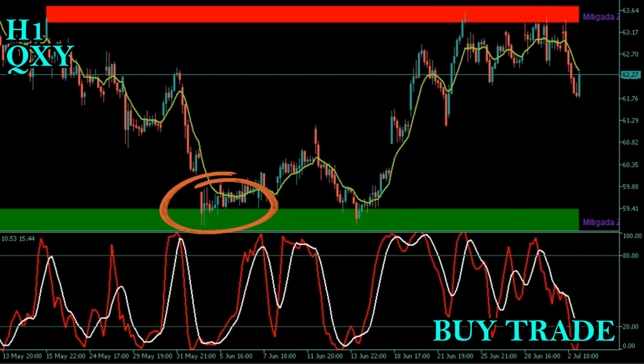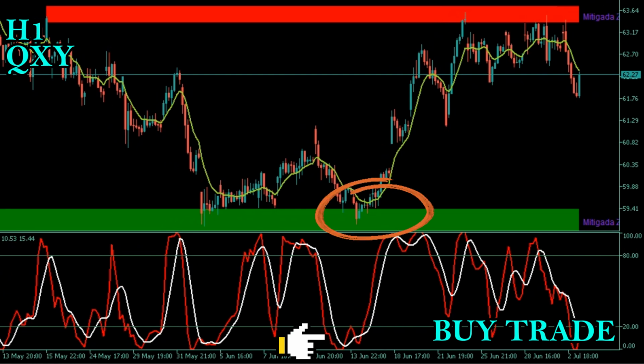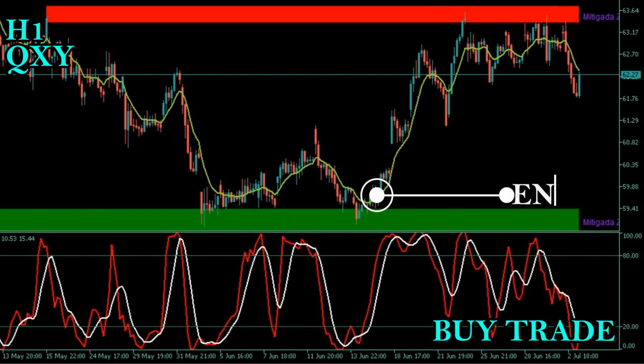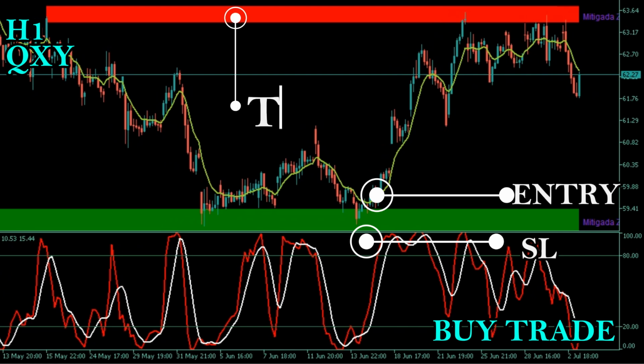Then we wait for a second retest of that level. As you can see right here, price retested this level the second time. But it should be noted, during the second retest, the oscillator should be in an oversold area, which is below the 20 level. As you can see, it happened right here. Then we wait for a candlestick buy signal for confirmation, which happened right here. So this means all our conditions have been met. So we simply place our entry right here, then place our stop loss below the low, then we place our take profit at the red zone.